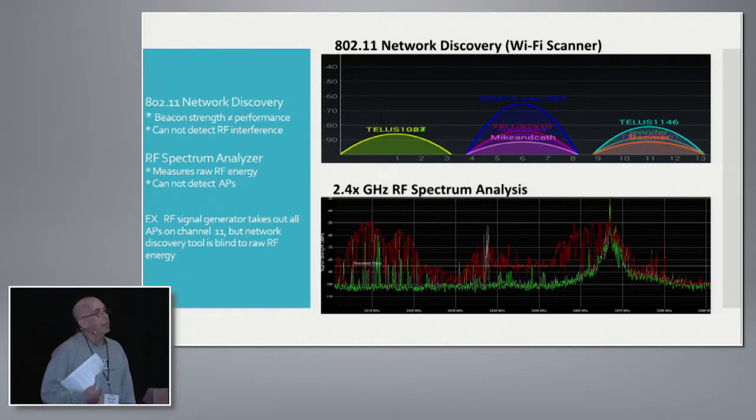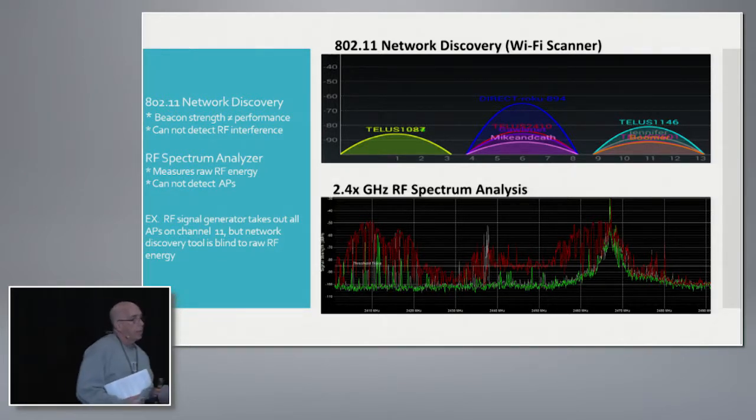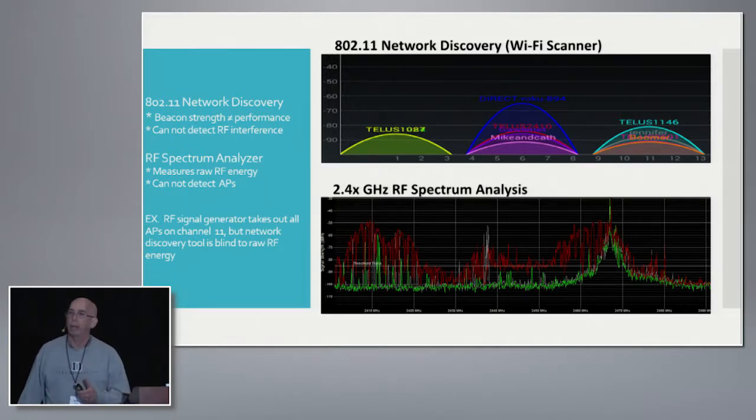First, I want to talk a little bit about the distinction between network discovery and spectrum analysis, because network discovery is a tool that most of us use pretty often. People use network discovery to measure the beacon strength of the APs in our local environment. But just to be clear, the strength of a beacon is no indication of the performance. It's just how close that access point is to the location where you're measuring the beacon strength. The other thing with network discovery is that it cannot detect RF interference.